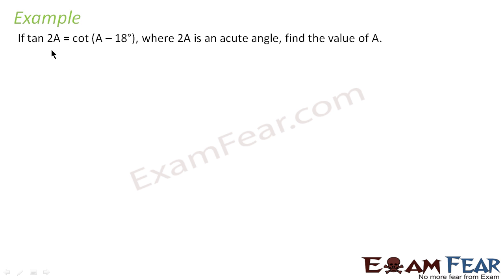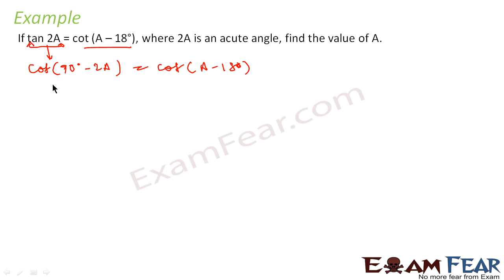So here also what we can do, see, cot and tan we can't compare. So either let's convert this also into cot, both into cot or both into tan. So let's convert both into cot. So converting this into cot, what we can say, tan 2a is nothing but cot of 90 minus 2a. Am I correct? Tan 2a is nothing but cot 90 minus 2a. And this is already in the cot. So this is nothing but cot a minus 18 degree. Now since both are in cot, I can compare.